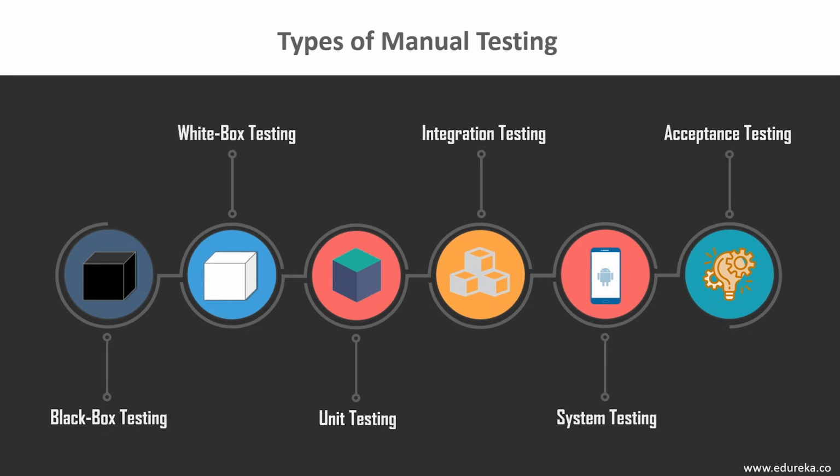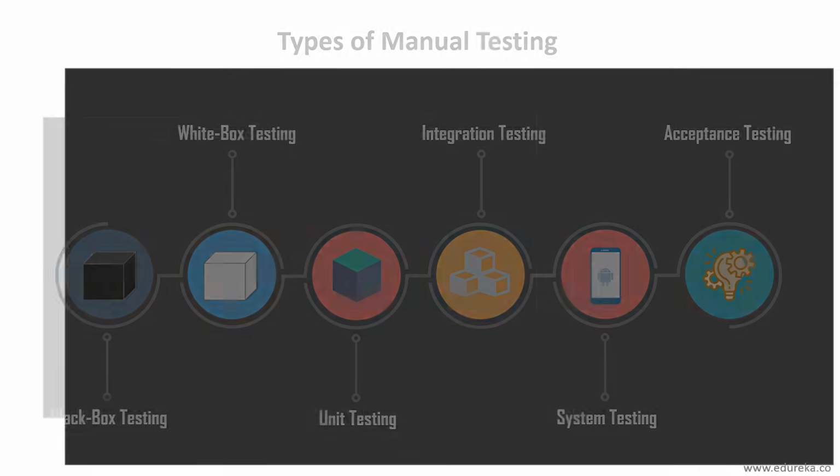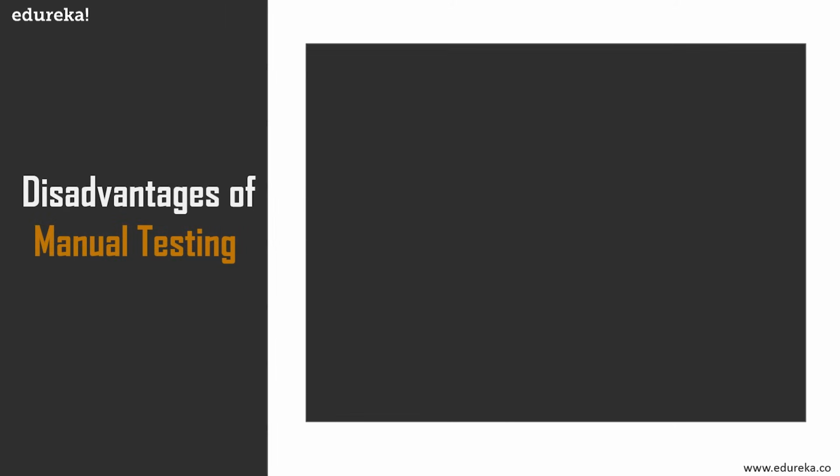So guys, these are the different types of manual testing. But please do remember that these types of testing can be carried out either manually or using a test automation tool, like I said earlier. So they particularly do not belong to manual testing. Earlier I did say that just like automation testing, manual testing too has its pros and cons. We did discuss certain advantages. Now let's go ahead and discuss the disadvantages of manual testing.